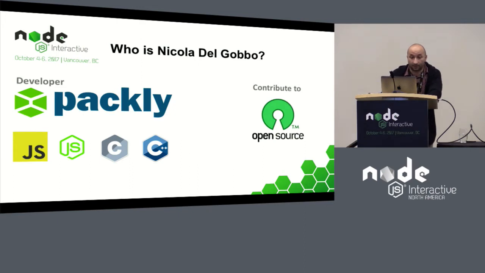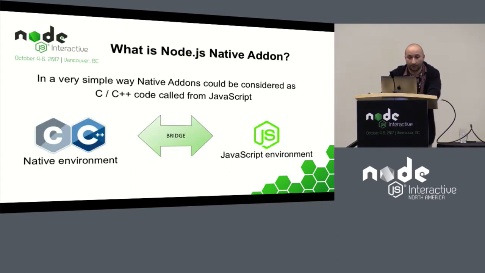Today, the talk is focused on Node.js native add-ons and starts with their definition. In a very simple way, native add-ons could be considered as C++ code called from JavaScript. They are a bridge between our application programming language, JavaScript, and the native environment that is completely written in C++. And yes, you can call C++ functions and methods directly from JavaScript.